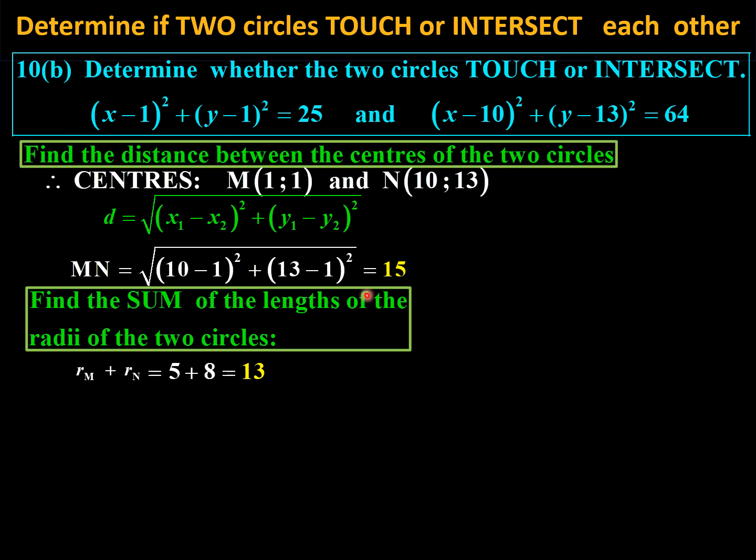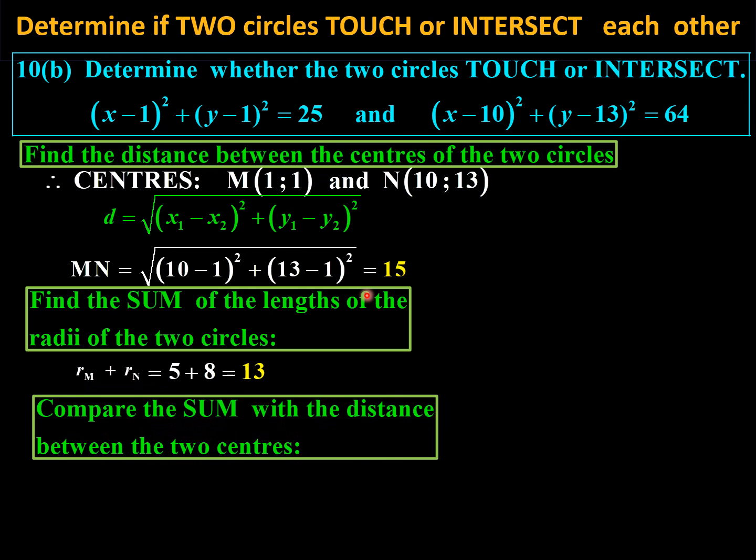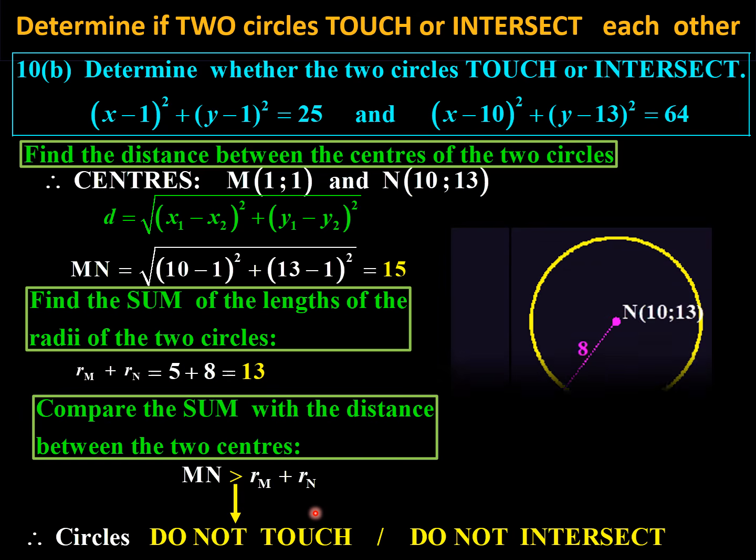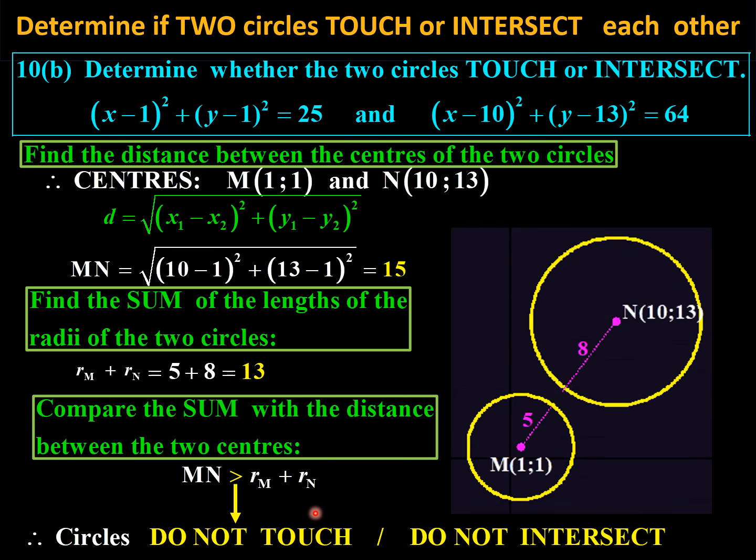Now let's make a comparison between the 13 and the 5. Let's compare them. We notice that the distance between the two centers is more than the two radii. Okay? And that implies that they do not intersect or touch. Let's look at it diagrammatically.